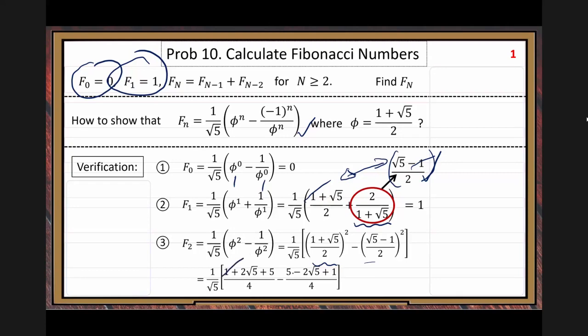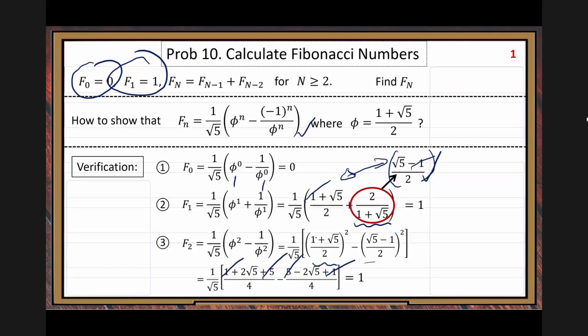What cancellation can we do? 1 and 1 here, 5 and this 5 cancel out. So then 2 root 5 plus 2 root 5, that's 4 root 5. 4 cancel out, root 5 left. Then root 5 and the outside root 5 cancel out, I have 1. So f of 2 equals 1, another verification. Okay? Not too bad. It looks like we can handle it. Not too messy.